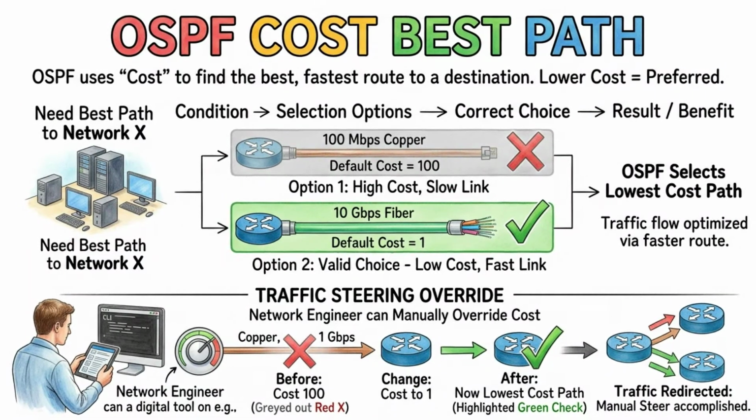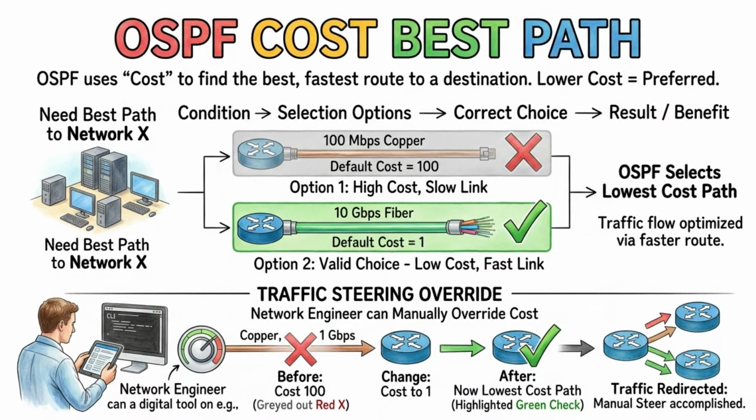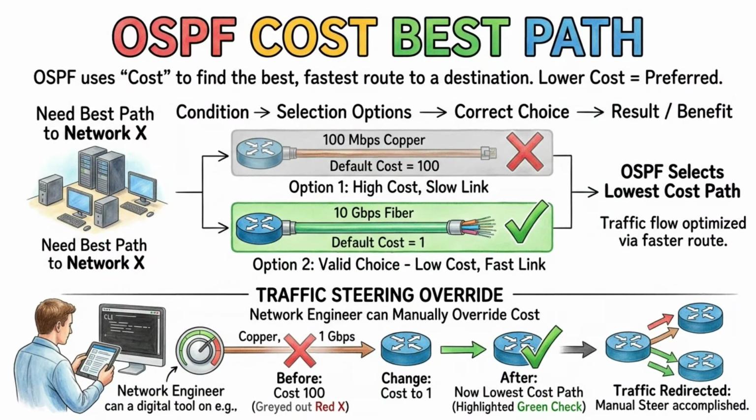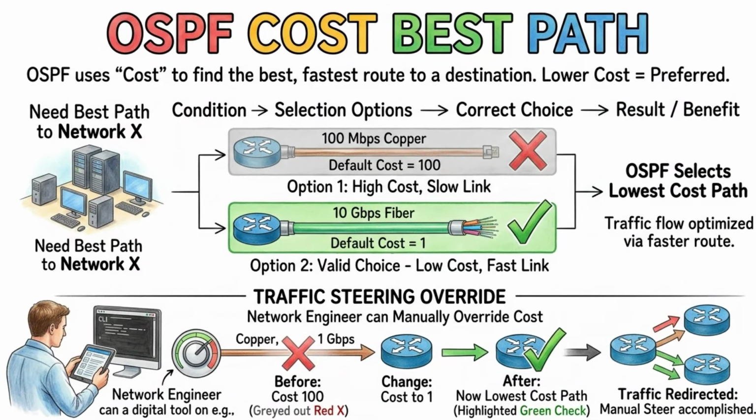As a network engineer, you can manually adjust this cost value on an interface to artificially steer network traffic exactly where you want it to go. Knowing how OSPF calculates cost based on interface bandwidth is a concept that appears frequently in scenario-based certification questions.